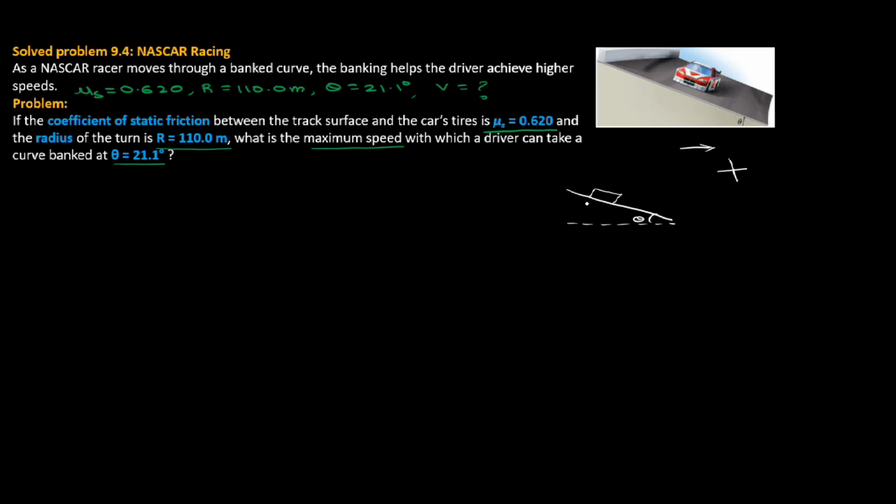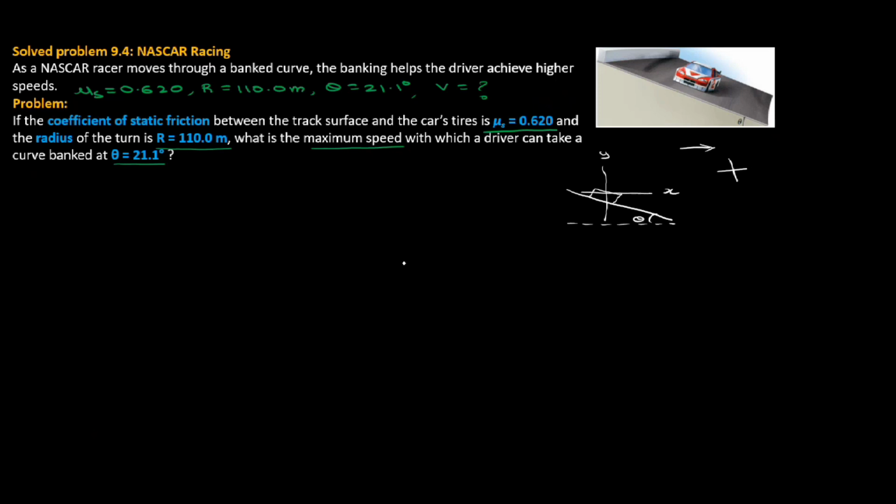Because when we were solving the inclined plane problem, the acceleration of the object was along the incline. Whereas in this situation, the acceleration of the car is towards the center of the circle, which is along the horizontal line. So we are going to choose our x and y axis as the vertical and horizontal lines. So this is my y axis, and this will be my x axis.